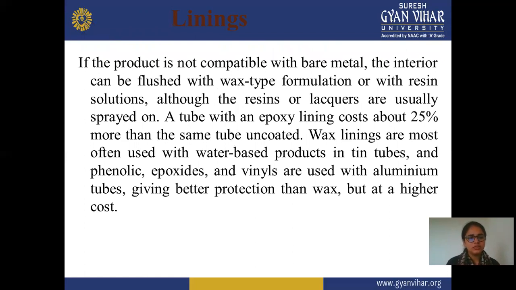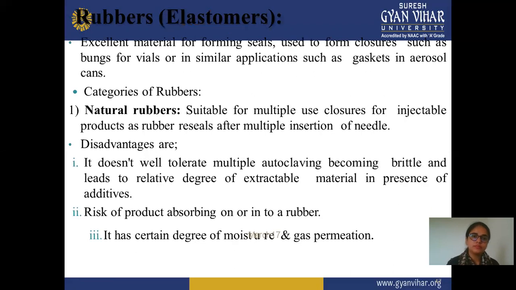Next is lining. If the product is not compatible with bare metal, the interior can be flushed with a wax-type formulation or resin solution. All the resins or lacquers are usually sprayed on. A tube with epoxy lining costs about 25% more than the same tube uncoated. Wax linings are most often used for water-soluble products in tin tubes, while phenolic, epoxide, and vinyl are used with aluminum tubes, giving better protection than wax, but at a higher cost when you use lining material.